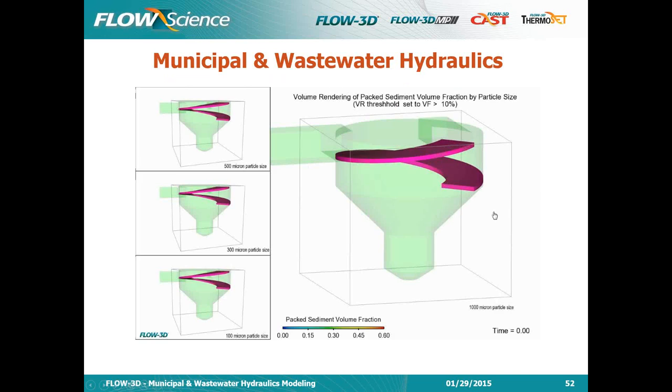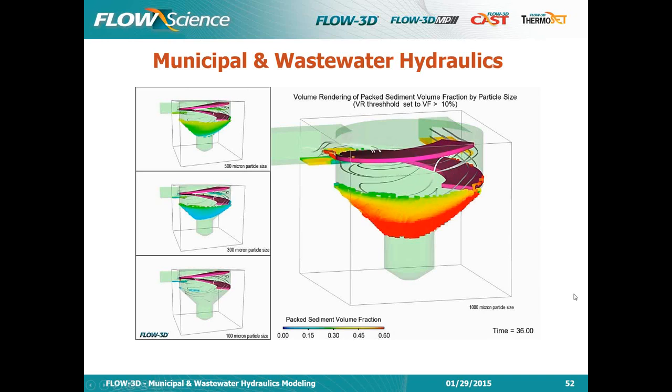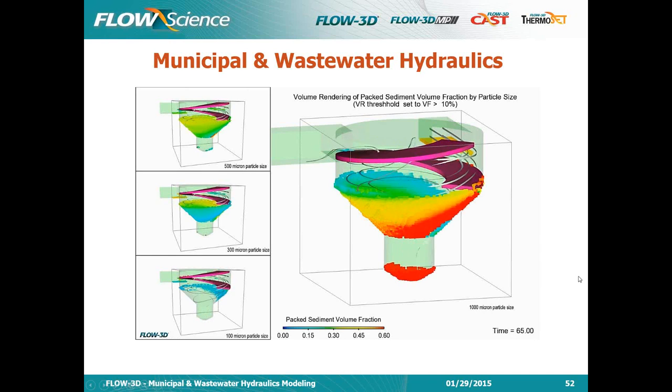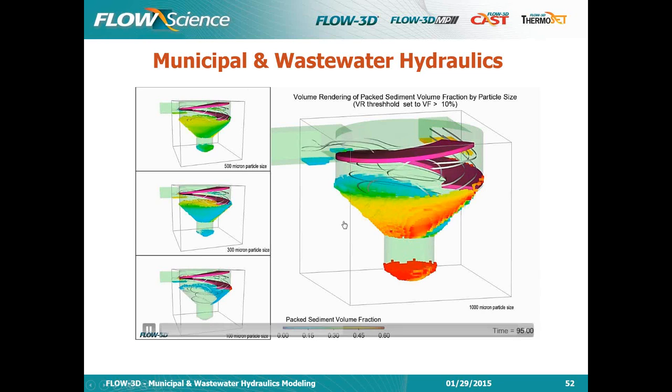So another way to look at this is volume rendering, and so I'll play this one. Same thing, streamlines, and this is volume rendering of the packed sediment fractions. So where is the sediment packing? This is the very coarse grit, and there's plenty of grit that is holding on to the side walls and here to the bottom of the well. If we look at the next size down, 500 microns, there's still plenty, but it's yellow and green instead of red and yellow. So there's less of it, but still plenty of packed sediment. And then 300, still plenty, but less. And then the very finest particles at 100 micron, almost no packing.